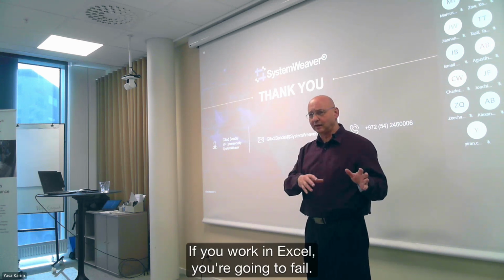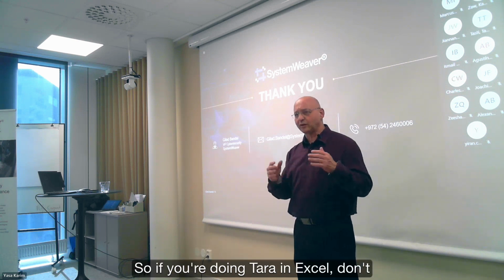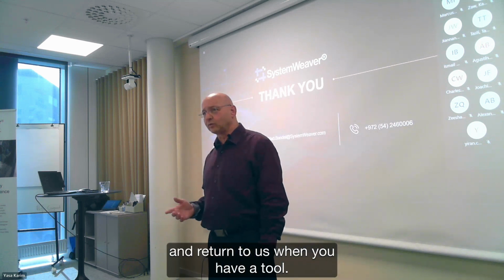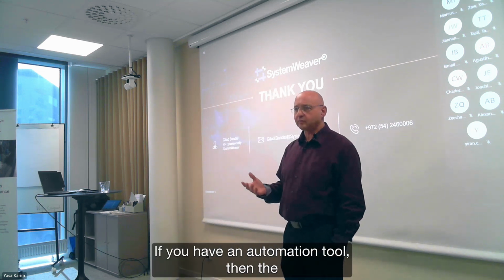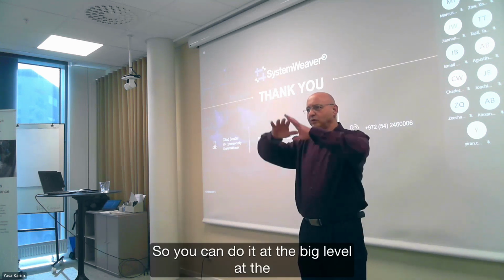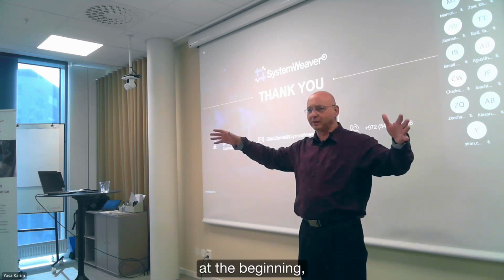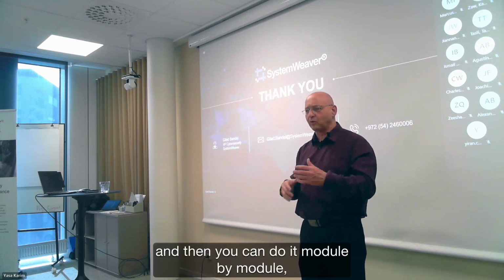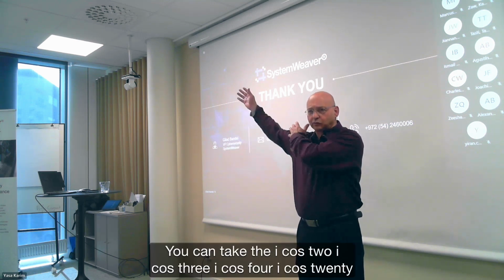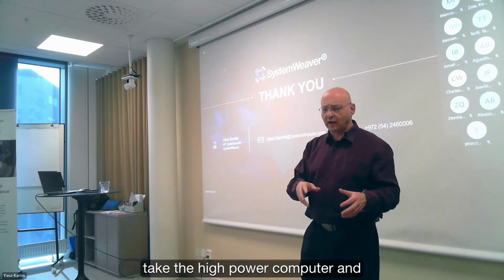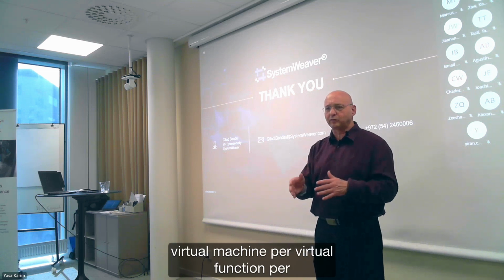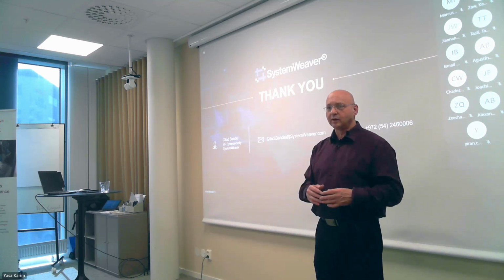If you work in Excel, you're going to fail. So if you're doing TARA in Excel, stop it now, think again, and return to us when you have a tool. If you have an automation tool, then the tools need to provide multiple levels of abstraction. So you can do it at the vehicle level at the beginning, and then you can do it module by module, ECU by ECU. You can take the ICAS 2, ICAS 3, ICAS 4, ICAS 20, take the high power computer and divide it into virtual machines and do it per virtual machine, per virtual function, per domain, per whatever.